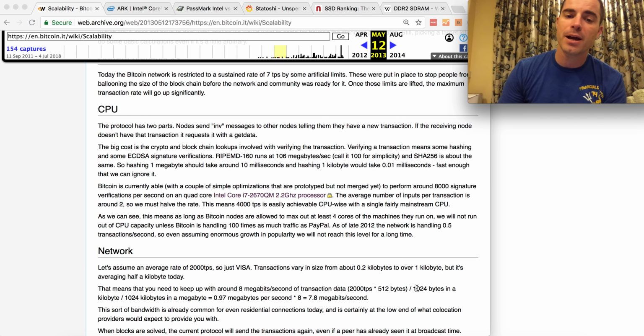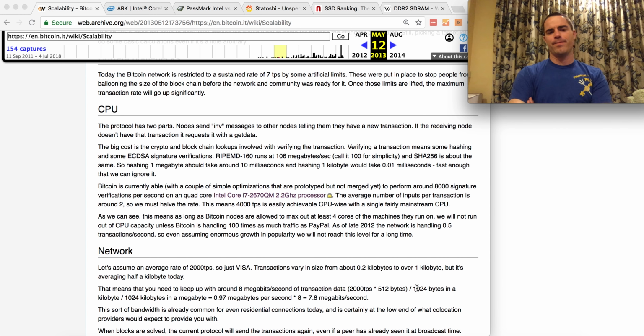RIPEMD-160 runs at 106 megabytes per second, called 100 for simplicity, and SHA-256 is about the same. So hashing 1 megabyte should take around 10 milliseconds, and hashing 1 kilobyte would take around 0.01 milliseconds, fast enough that we can ignore it. So 0.01 milliseconds is really not a very big amount of time. So anyhow, Bitcoin is currently able, with a couple of simple optimizations that are prototype but not merged yet, to perform around 8,000 signature verifications per second on a quad-core Intel i7-2670QM 2.2 gigahertz processor.